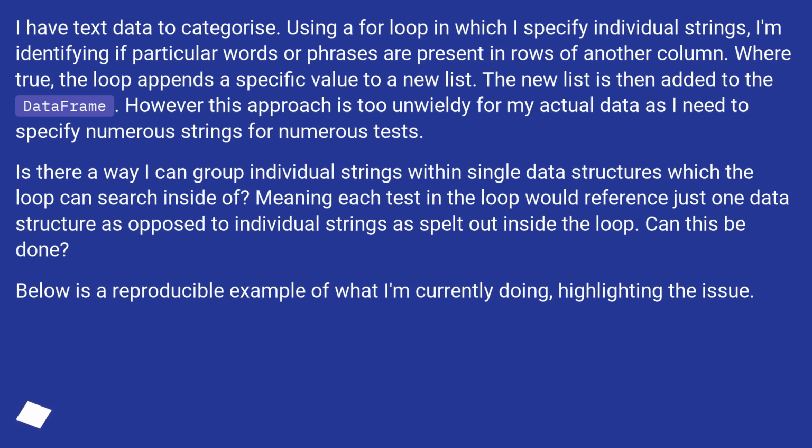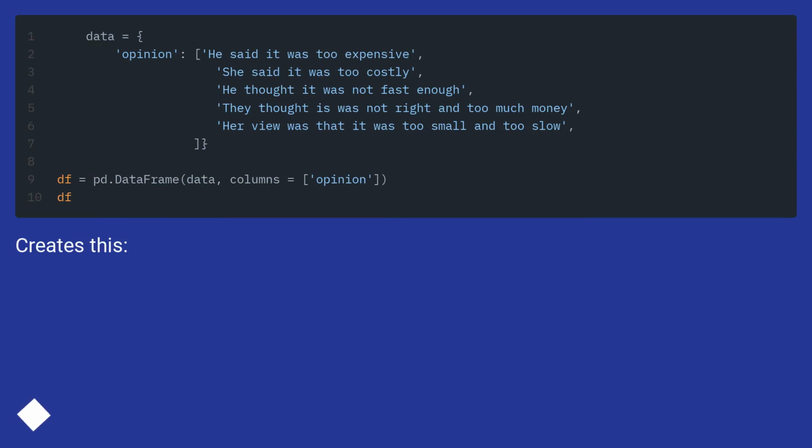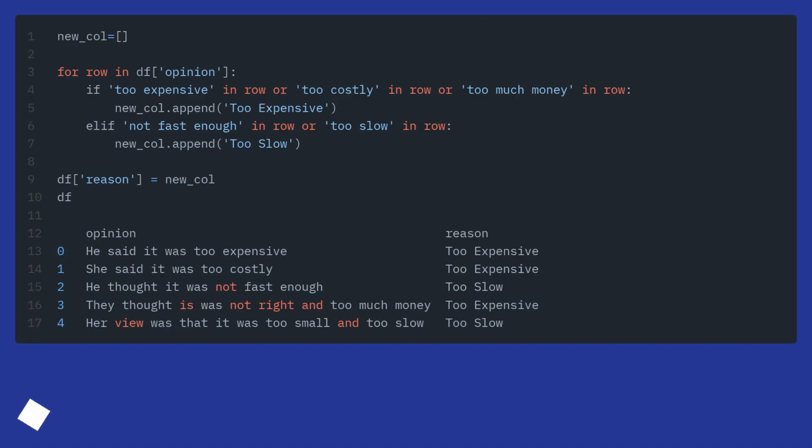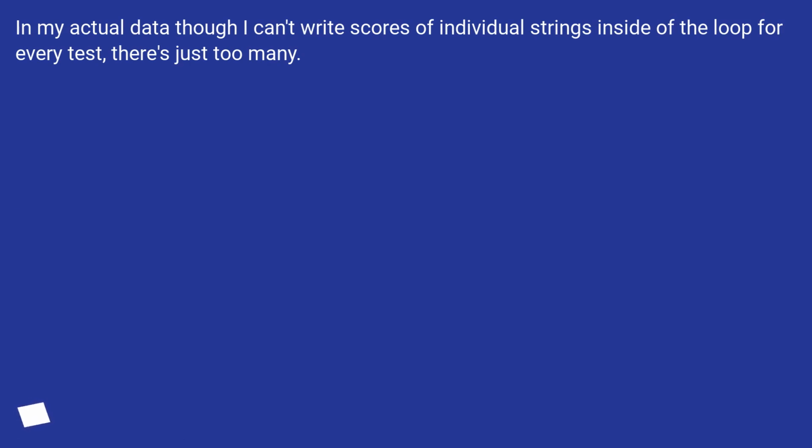Below is a reproducible example of what I'm currently doing, highlighting the issue. Creates this. Then this for loop does the following categorization. In my actual data though, I can't write scores of individual strings inside of the loop for every test, there's just too many.